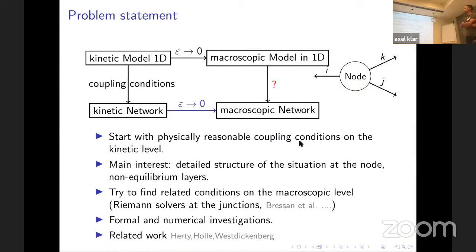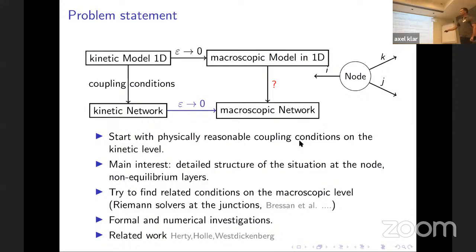So this is the problem statement now. What you have is a kinetic model in 1D. Let's say first on the line, there's a small relaxation parameter, and it relaxes to some macroscopic model, which I'll specify later. And of course, you can now transfer all these things to the network. Basically, you define coupling conditions for the kinetic network, and then see what happens if you let epsilon go to 0. What are the coupling conditions for the macroscopic level? In some sense, you will discuss equations which are similar, in more detail, to the isothermal Euler equations. That's the key thing I want to say. It's not exactly the isothermal Euler equations, as you'll see, but some related equation.